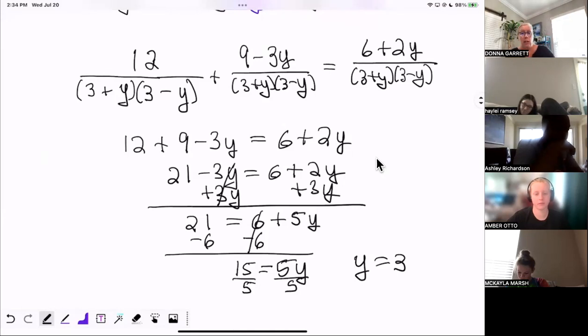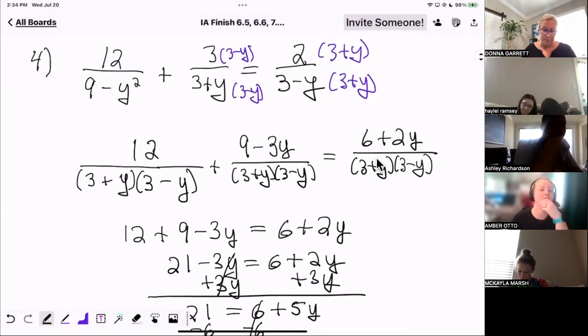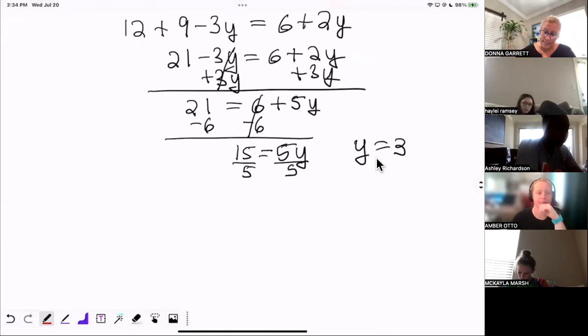Now, we have to go back up to the original problem, right? I got 3. Can y be 3? It can be 3 here. I'm fine here. 3 plus 3, that's 6, right? But I cannot have 3 here. That is 0. So it only has to happen once. That means this is extraneous.